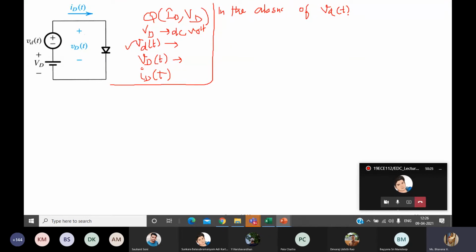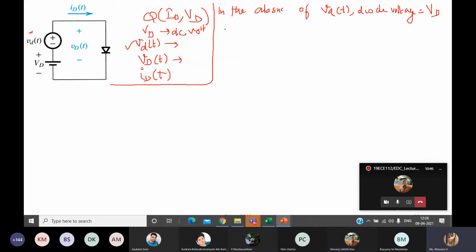Small vd of t, the diode voltage, what will be the diode voltage? We are not applying this one. What will be the diode voltage? It will be equal to capital VD. Am I right? Yes, ma'am.